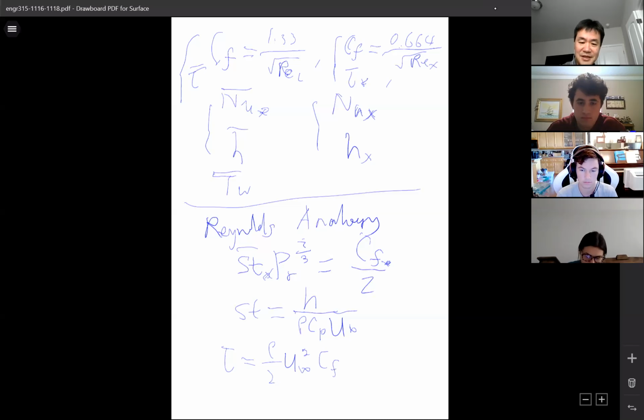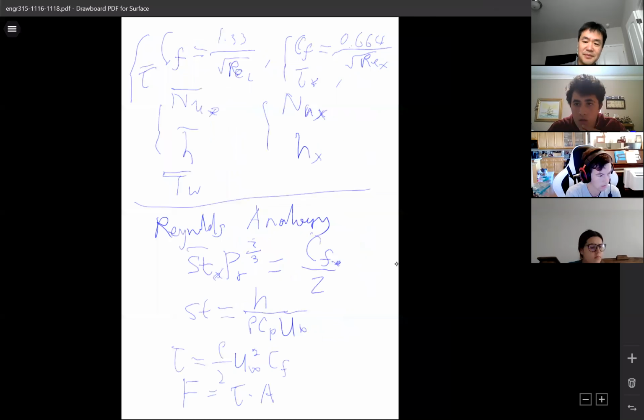Okay, this is the shear stress, and the shear force will be tau times surface area. This is all the information you need. Then let me give you the properties.